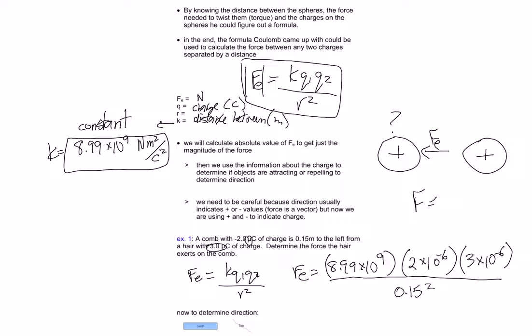So just solve it as absolute values or just whole numbers. So we plug all this in. We get a force of 2.4 newtons. Okay, so now what we want to do is worry about the direction.